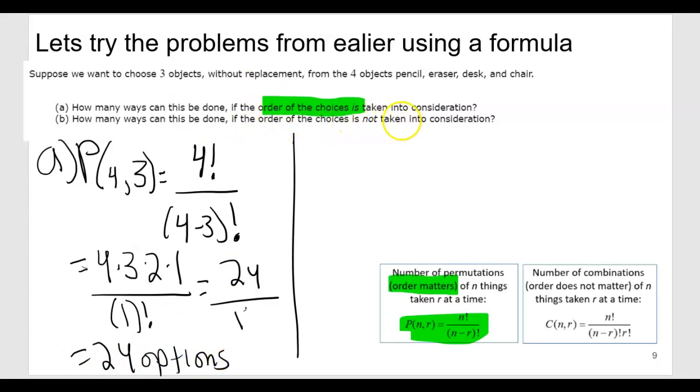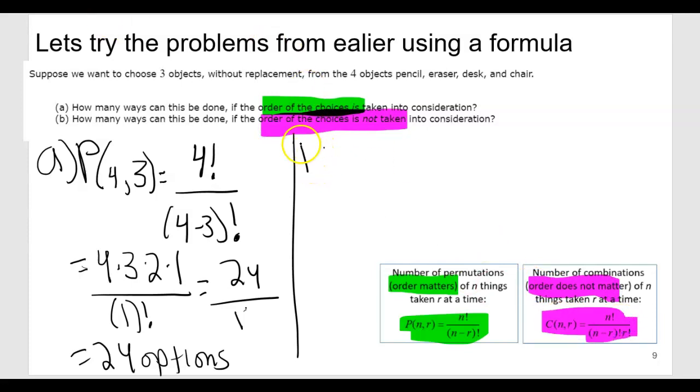Let's think about if order is not taken into consideration. I'm going to use this. So I use the C, or combination. I have 4. I'm still choosing 3.